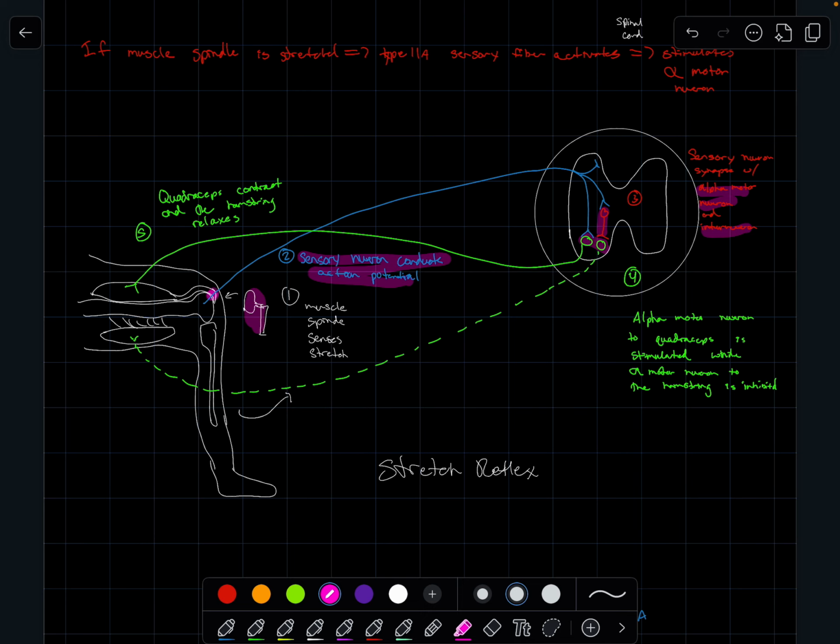In order for our leg to kick up, our quadriceps need to contract, and our hamstrings need to relax. So the alpha motor neuron to the quadriceps is stimulated, while the alpha motor neuron to the hamstring is inhibited. And so we'll have the net movement of extension.